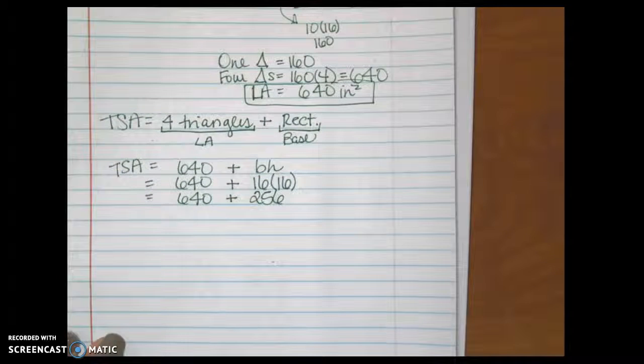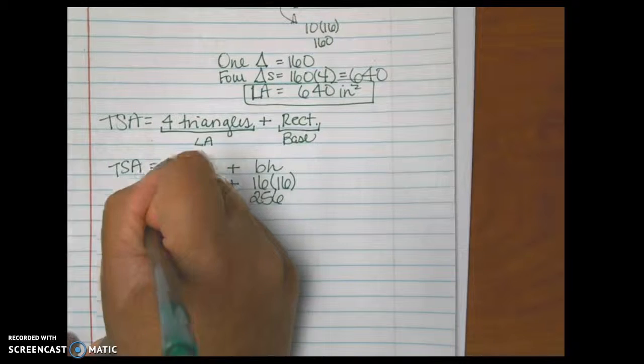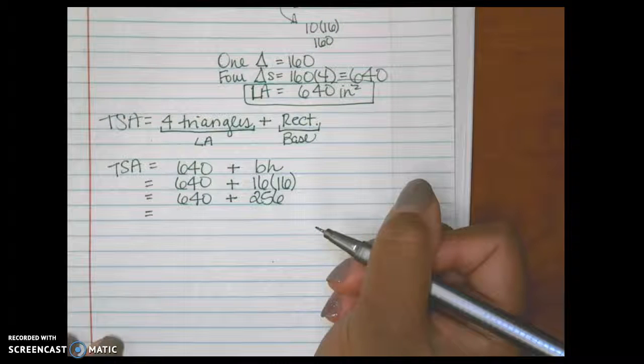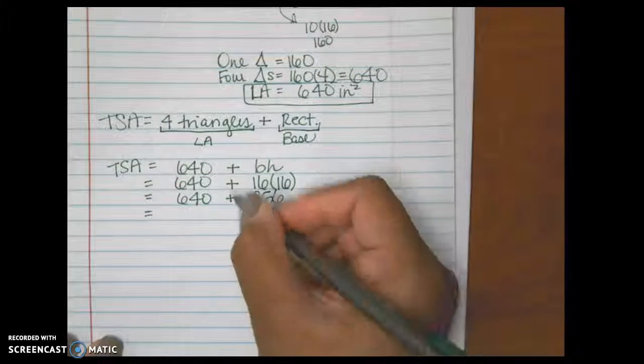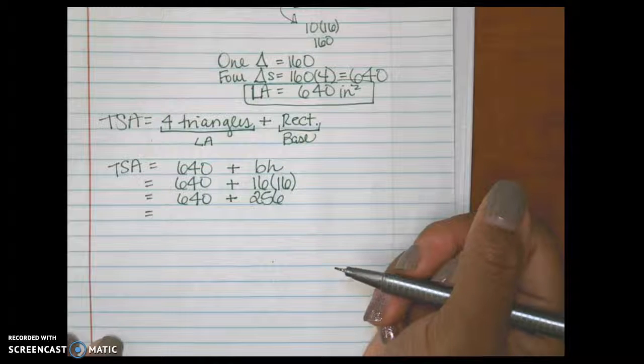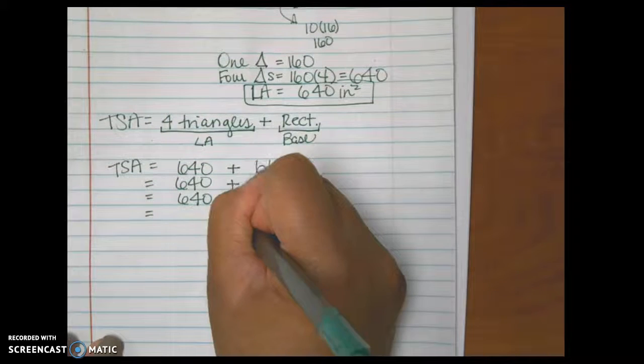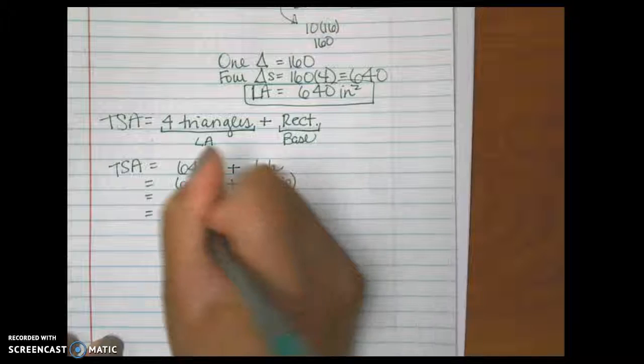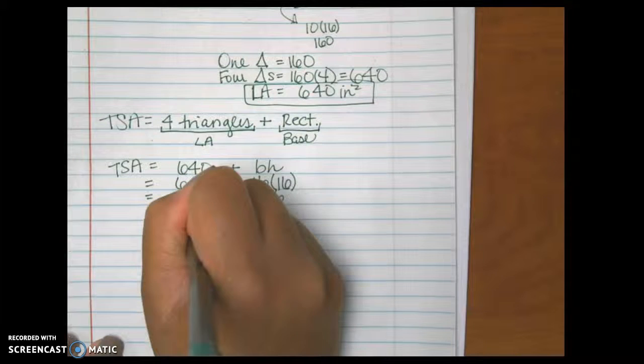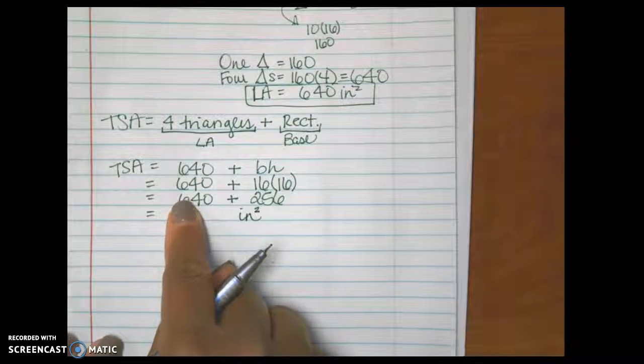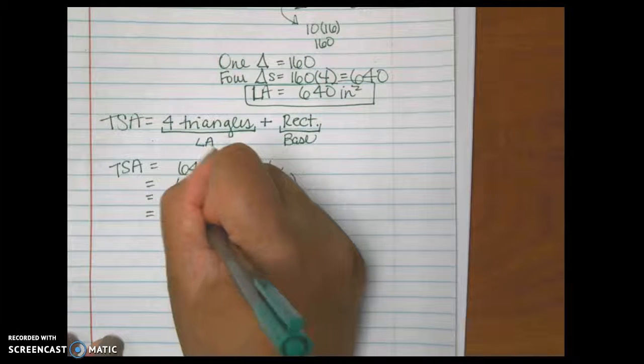Work smarter, not harder. Now what do I do? That's what it tells me to do. 640 plus 256 is how many square inches? 896. Thank you.